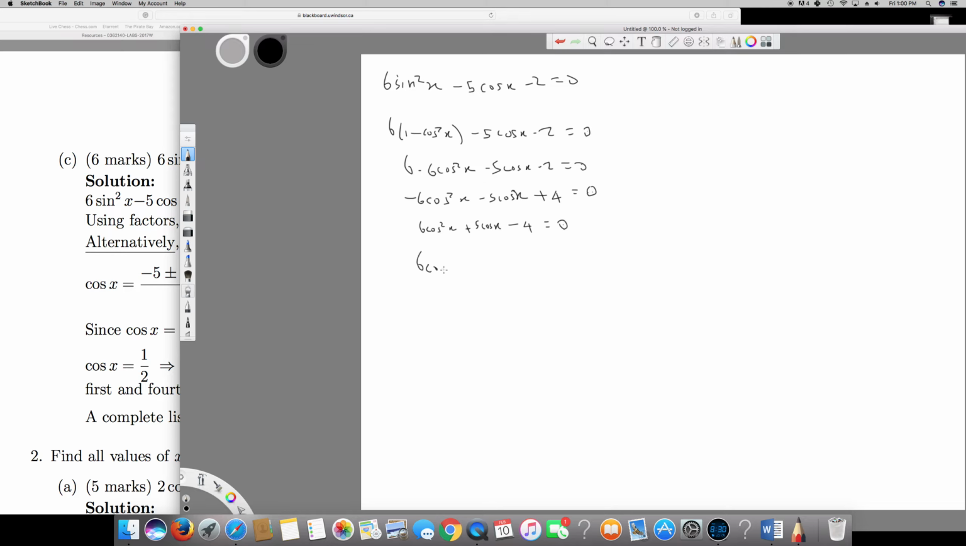So I can put that value right here: 6 cos square x plus 8 cos x minus 3 cos x minus 4 is equal to 0.